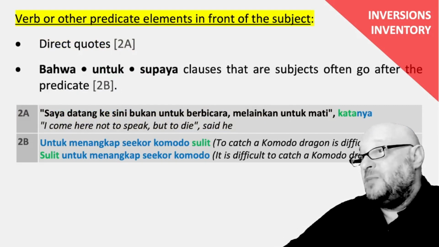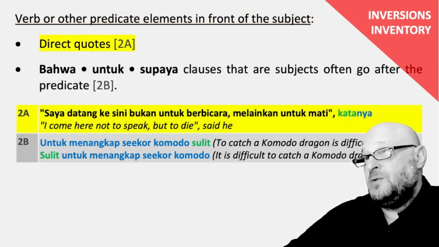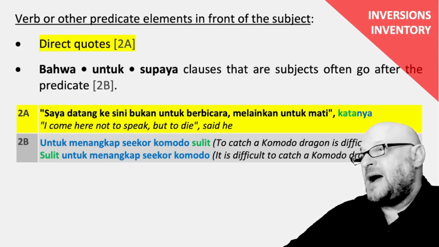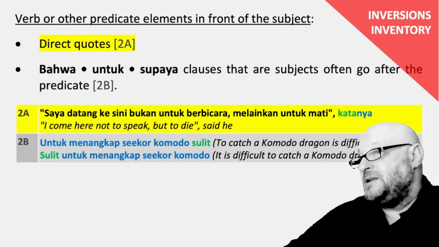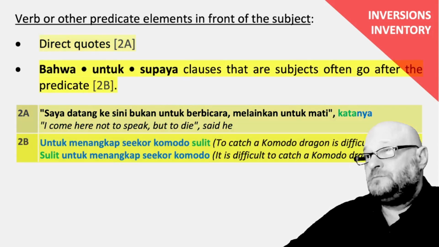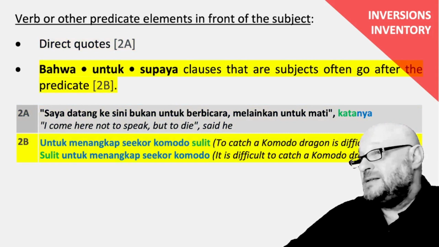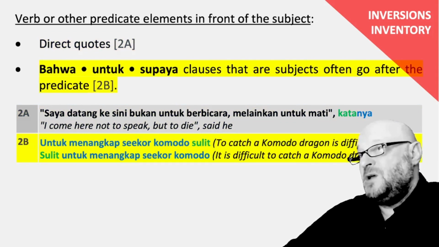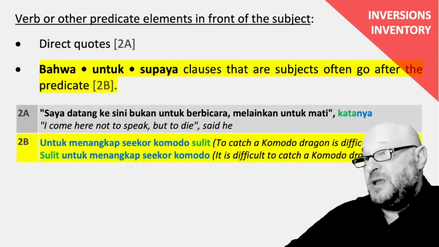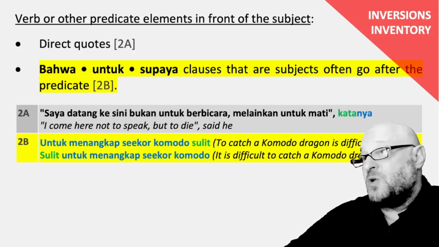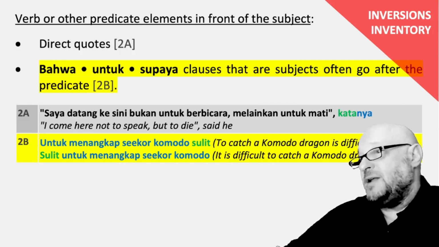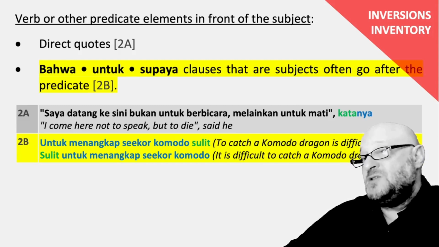Verb or other predicate elements in front of the subject. Direct quotes. Saya datang ke sini bukan untuk berbicara, melainkan untuk mati, katanya. I come here not to speak but to die, said he. Bahwa and untuk supaya clauses that are subjects often go after the predicate. So the sentence in example 2b, untuk menangkap seekor komodo sulit, to catch a Komodo dragon is difficult, usually appears as sulit untuk menangkap seekor komodo. It's difficult to catch a Komodo dragon.